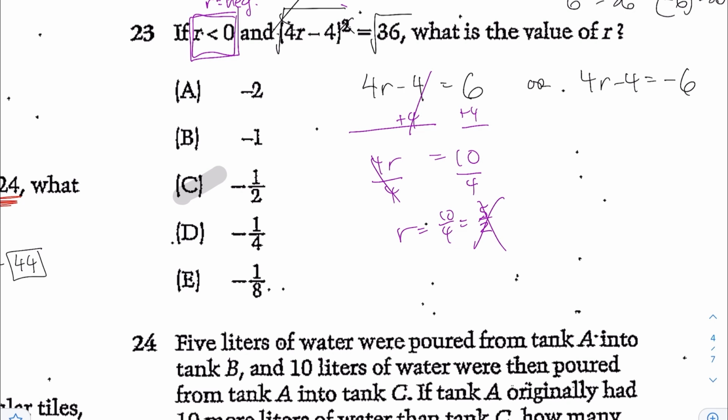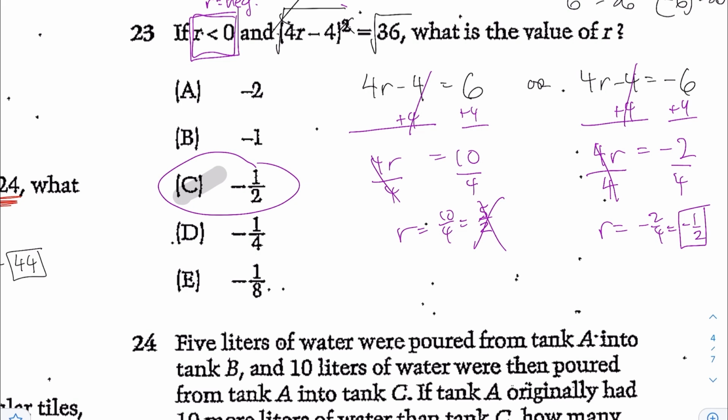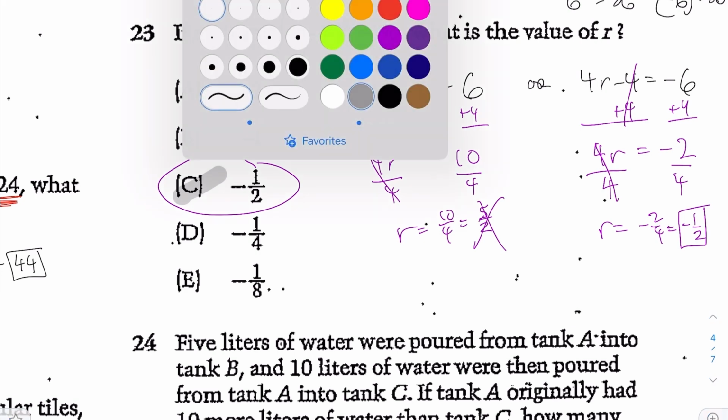Now for the other side, to solve for r, you have to add 4 on both sides. You get that 4r is equal to negative 2. Then when you divide by 4, you actually get a negative number. r is negative 2/4, or negative 1/2. So that's going to be choice C. So that makes sense because we know that r has to be negative.